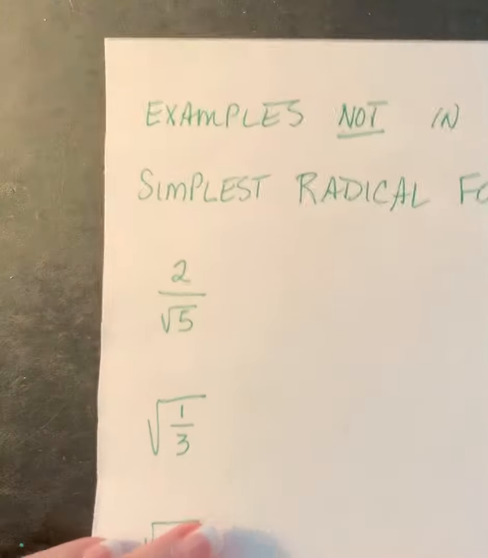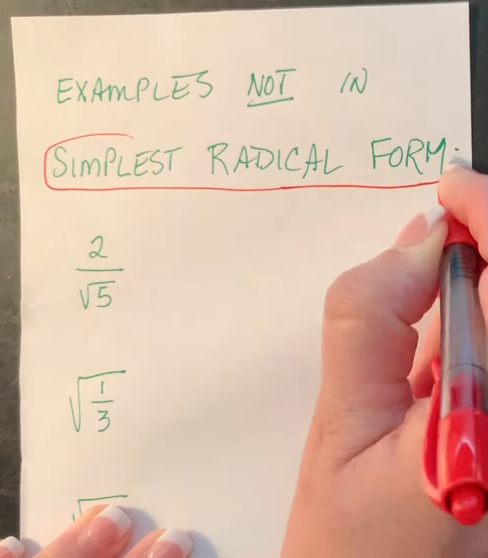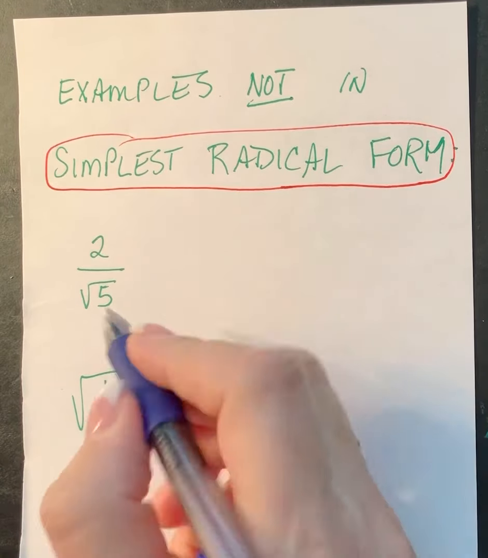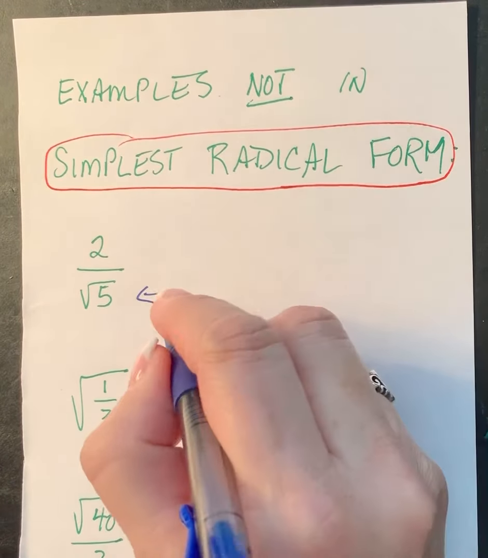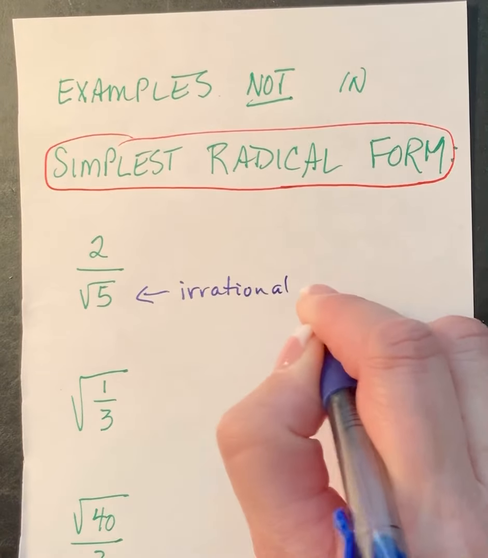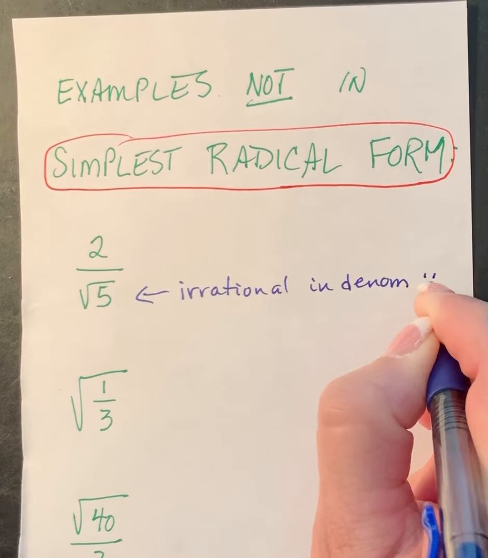So, I mean, there's a lot of them, but those are the common ones. Okay, one last thing to just make sure that you're clear. You want to put your answers in simplest radical form. Here are some examples that are not in simplest radical form, and what's wrong with them? In the first one, we have a square root in the denominator. Basically you have something irrational in the denominator. That's the problem. You can't have that.